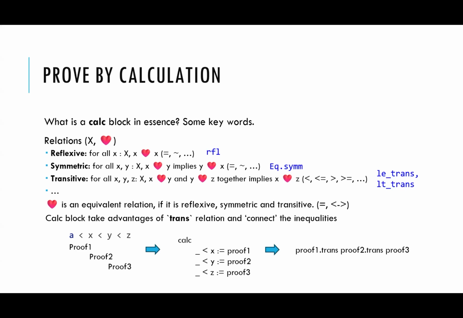And the second important property is symmetric. For example, if x and y have this relation, you will also have y and x having the relation. It just flips around, right? This kind of relation we call symmetric. For example, in our proof, maybe we have A equals B and we want to prove B equals A. In this case, we use Eq.symm. I will show you later.